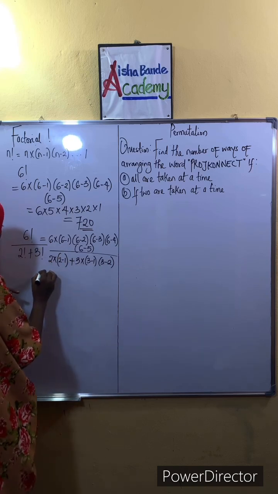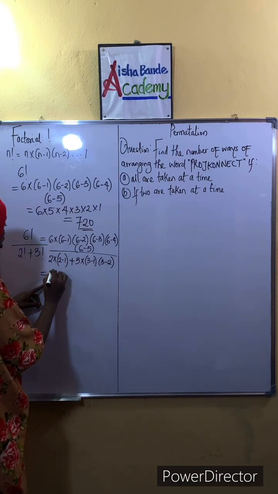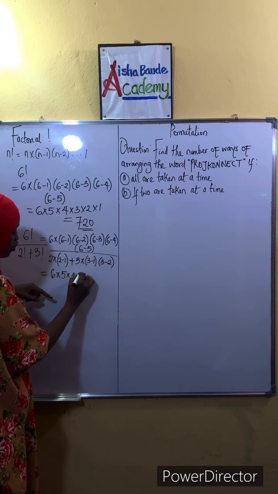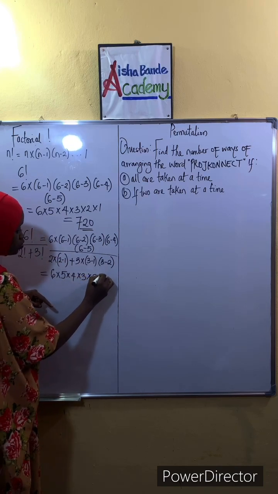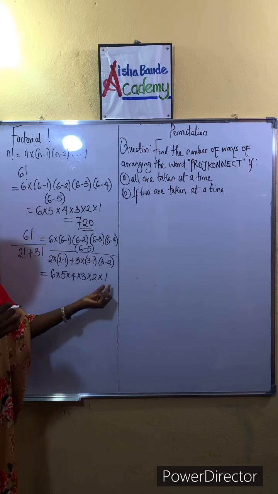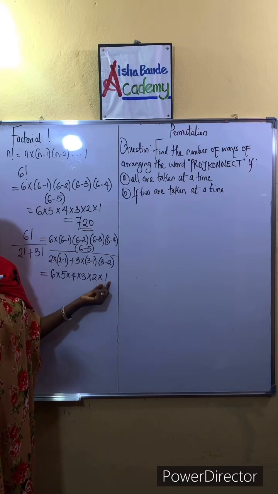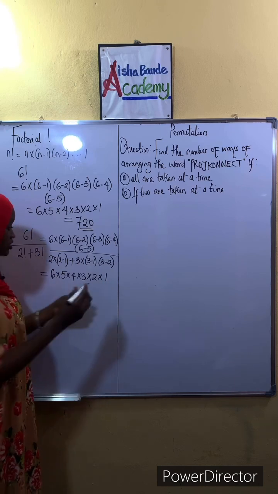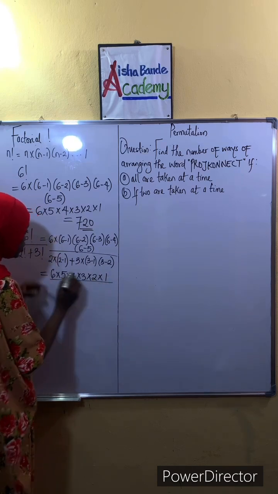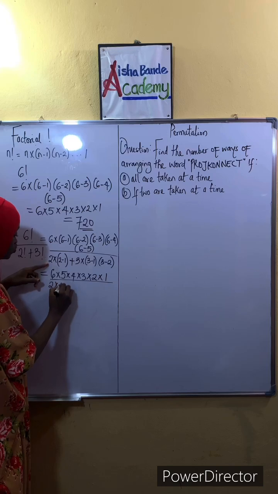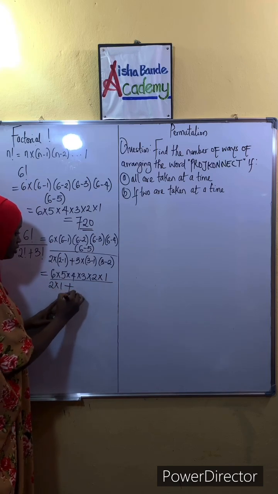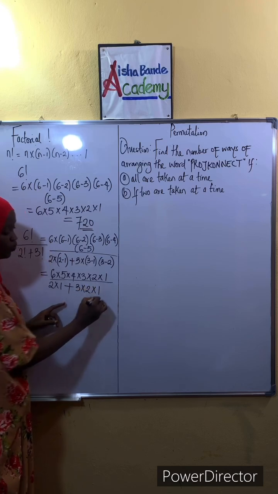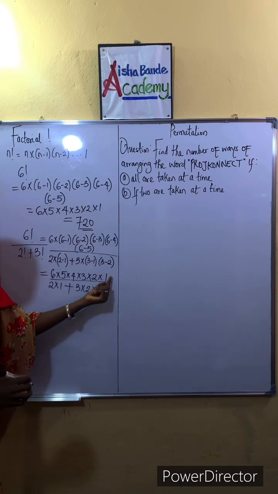Let's simplify this. Here we have 6 times 5 times 4 times 3 times 2 times 1. You can see the last digit here is 1. That's why we say the lowest factor of the number n in any factorial is 1. So that's why we have the last number here as 1. Here we have 2 times 1, you can see here is also 1. Then plus 3 times 2 times 1. All the last numbers are 1.